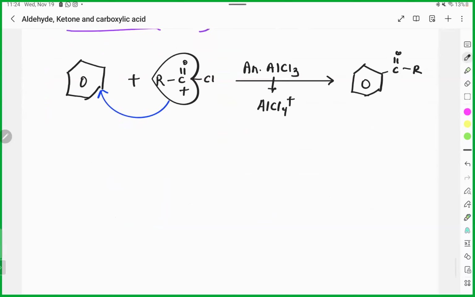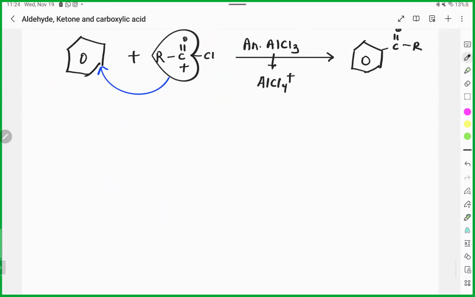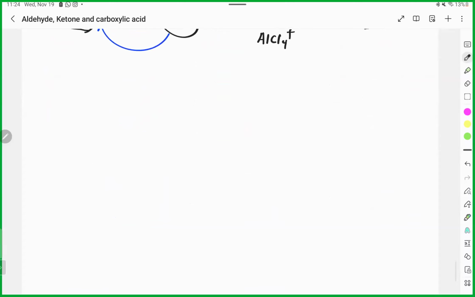Okay. So this is about aldehyde formation. We did only three methods here. One from the acid halide using cadmium chloride. Second from the cyanide or nitrile using Grignard reagent. And third, Friedel-Crafts acylation, a normal reaction from hydrocarbon.